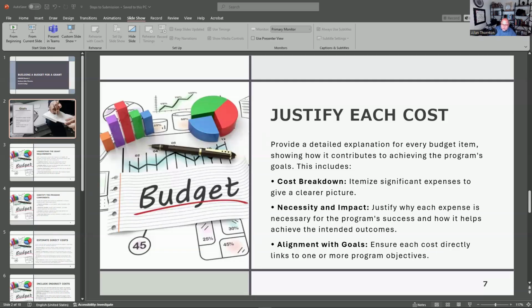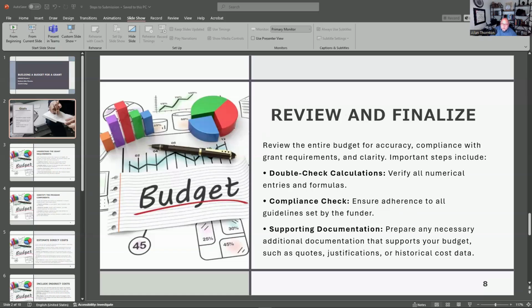If you get all the way to this point and you realize that what you have does not align with the grant that you were going to apply for, it's time to step back, reassess, and find the grant that matches. Find the grant that matches at this point. And then you're going to review it and finalize it. So you'll review the entire budget. This is where you get somebody to look at it.